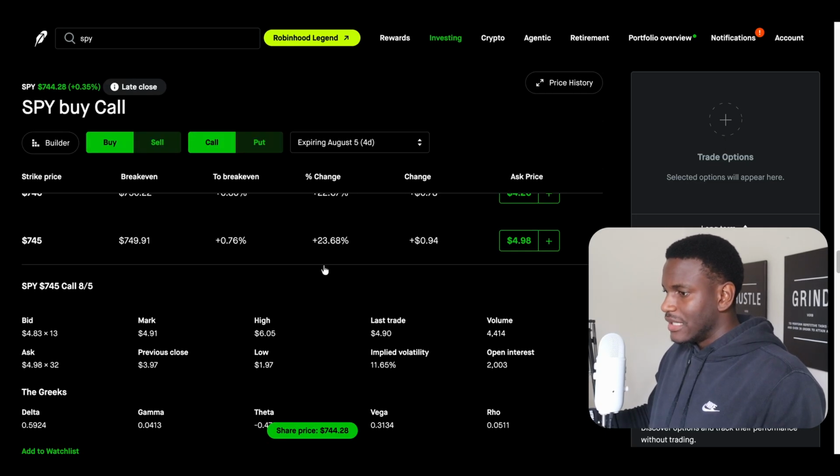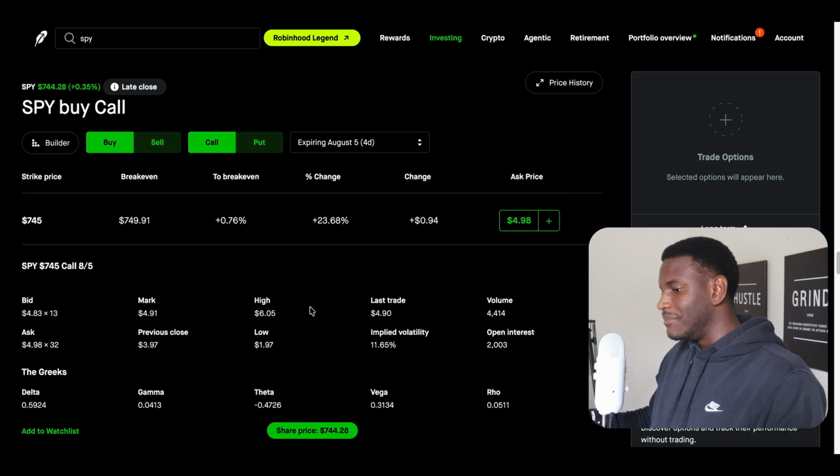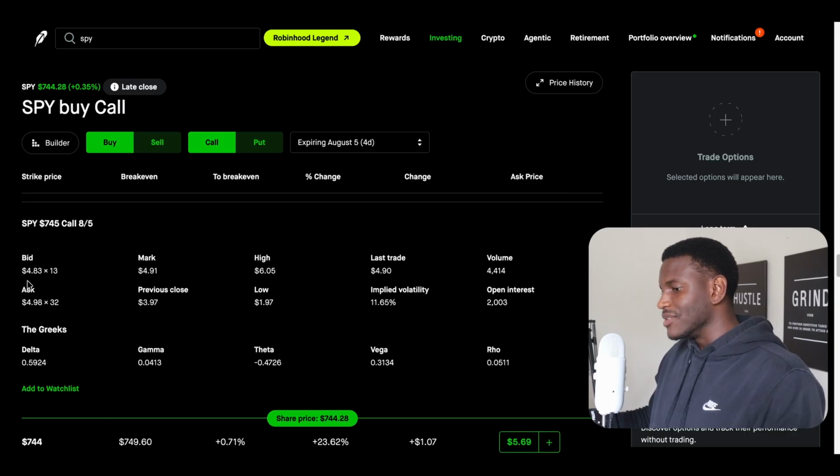Now, if we go to the SPY contract, you guys can see the big difference. SPY has a really tight bid ask. This is roughly about a 15-point difference, something like that. So it's way tighter than the other contract. And you can see how the volume is significantly higher, and open interest is significantly higher.